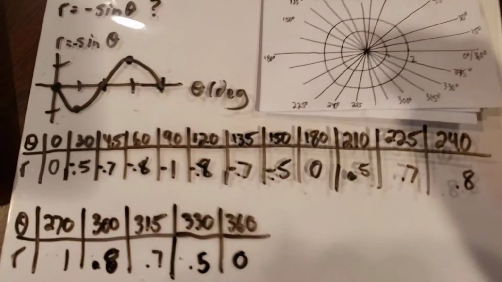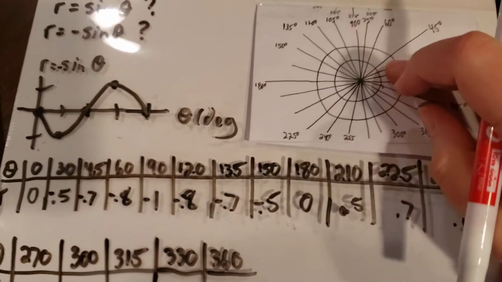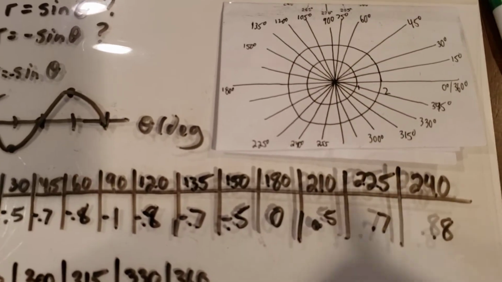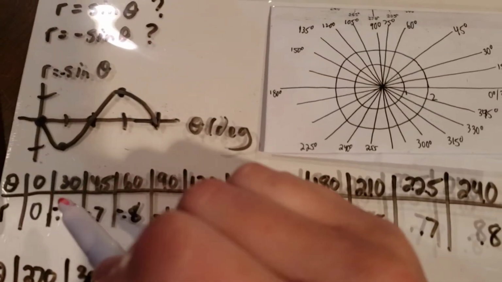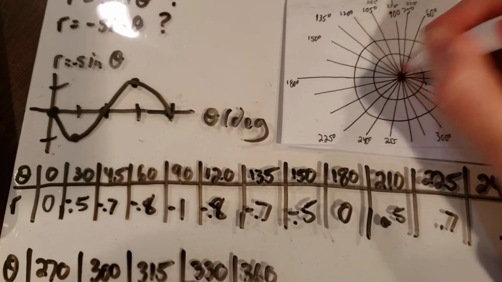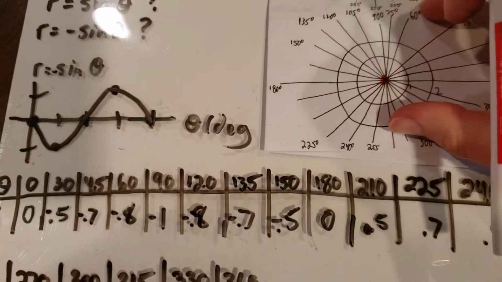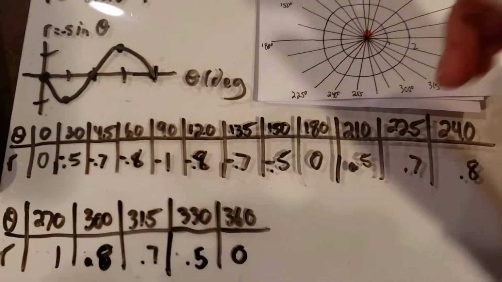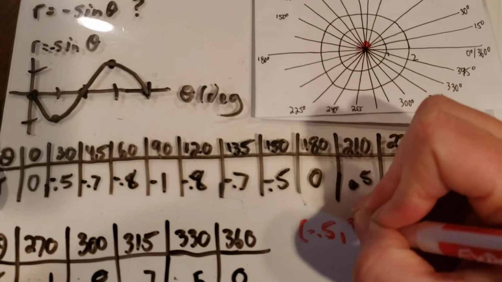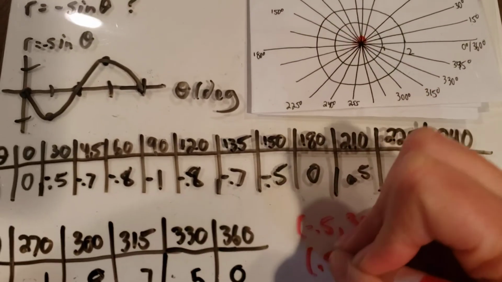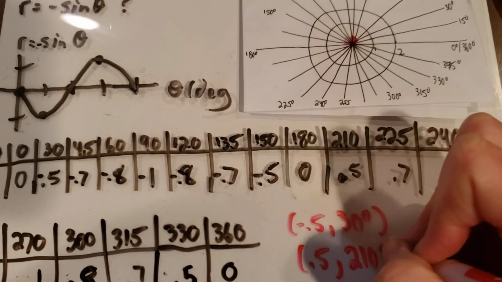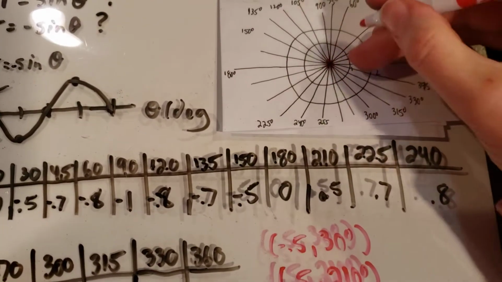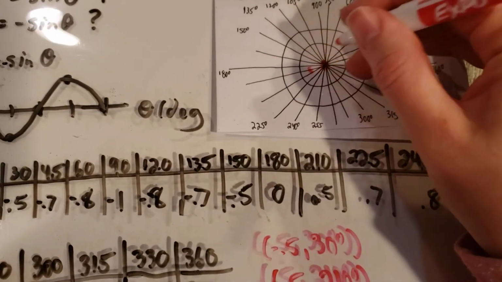Here are all the points. If we were to graph this on the polar plane now, we're looking at what is r as theta moves. So when theta is 0, r is 0. Okay, center origin. When theta is 30 degrees, r is negative 0.5. So let's convert that. Negative 0.5 at 30 degrees is going to be 0.5, and now we have to add 180 to that. That's going to put us at 210 degrees. So 0.5 radius, 210 degrees. That's going to put us down here.